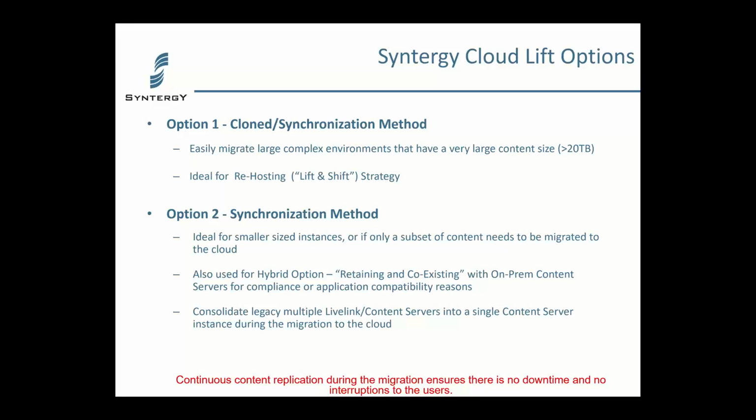And then the second method is called the synchronization method, and this would be ideal for smaller instances, let's say 3 terabytes, 5 terabytes, etc. of data. You might decide that you don't want to take all the data. It's like moving to a new home. You might say, I don't want to take all my furniture with me, I'll purge some. So you might decide to take data selectively, and this method is ideal for that. Or, as we talked about, coexisting with certain lines of business who are still on-prem.